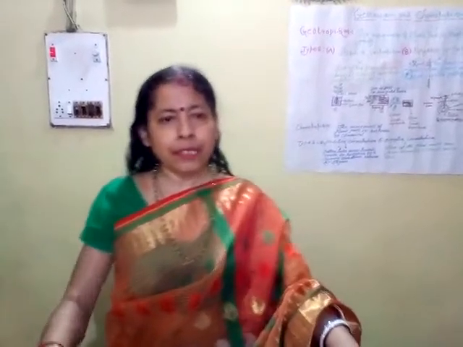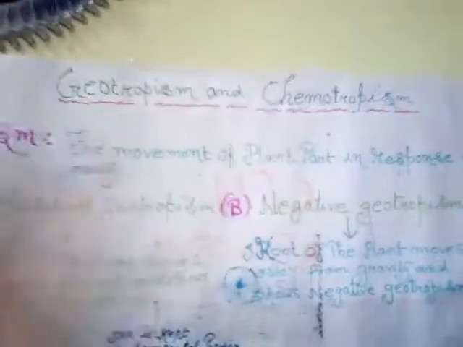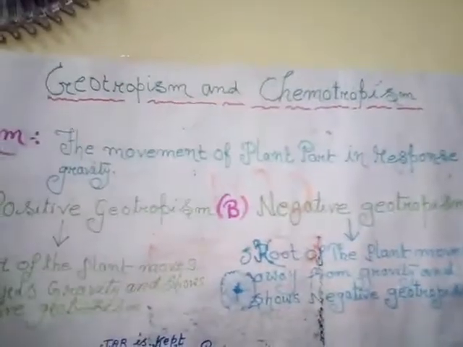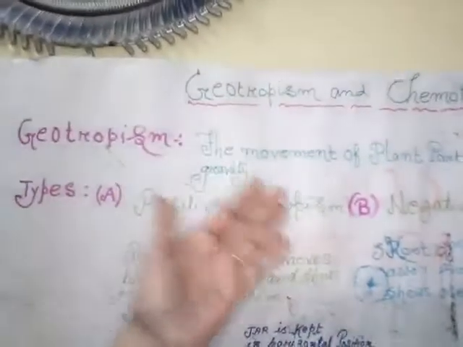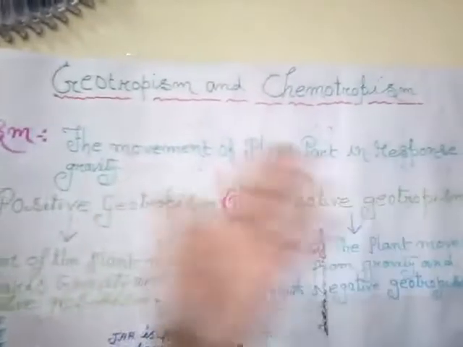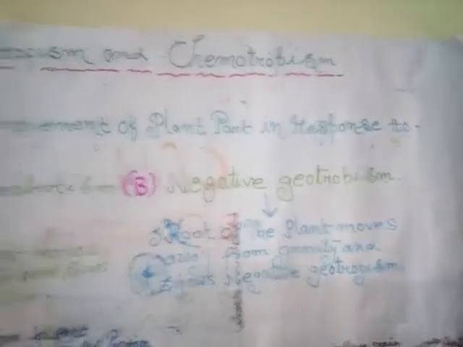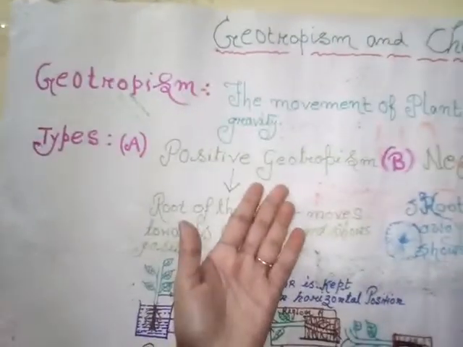Today I am going to discuss geotropism and chemotropism. What do you mean by geotropism? Movement of a plant part in response to gravity is called geotropism. It is of two types, positive geotropism and negative geotropism.